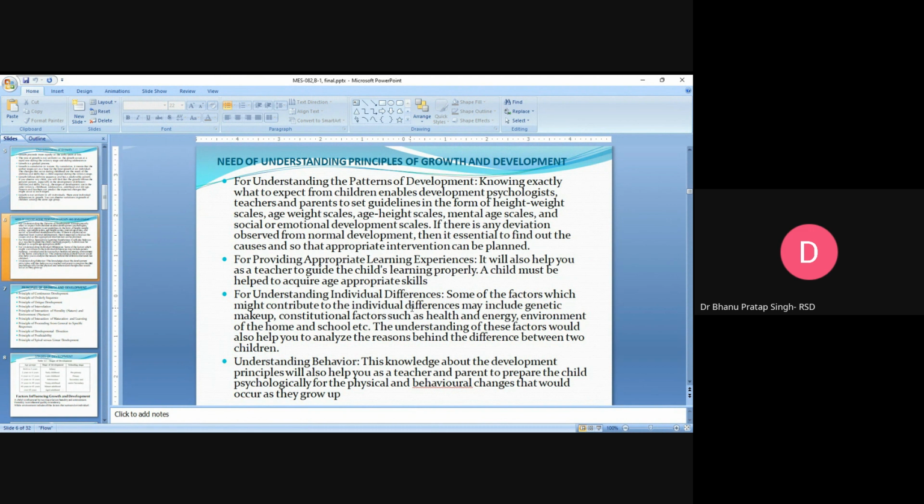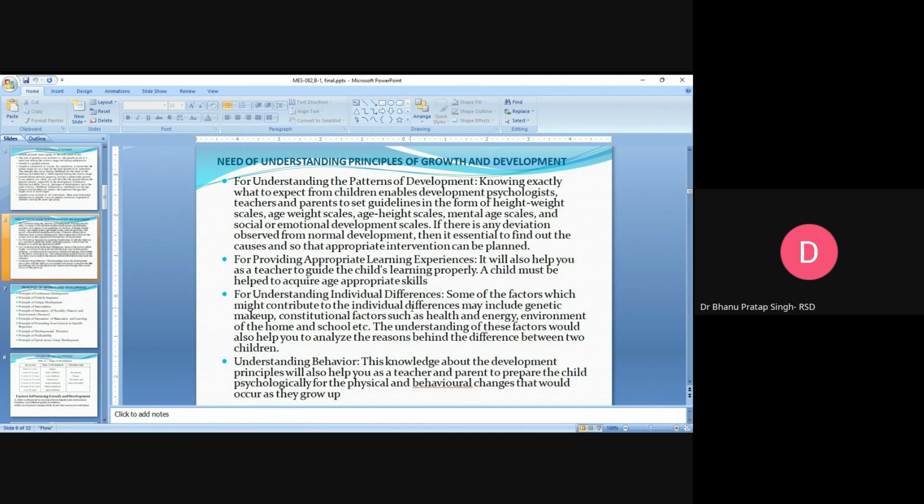would also help a teacher to analyze the reasons behind the differences between two children. If two children are of the same age and one is showing good growth and the second is not, the reasons should be understood by the teacher.